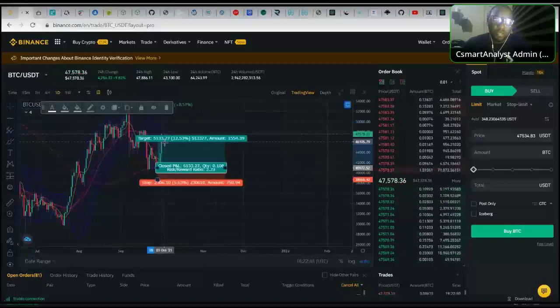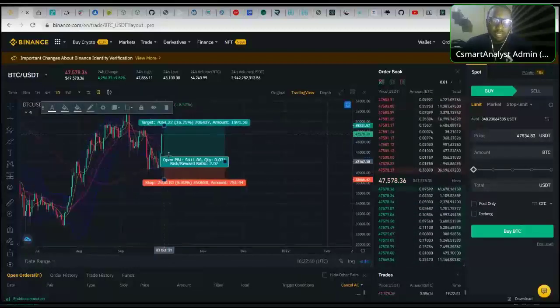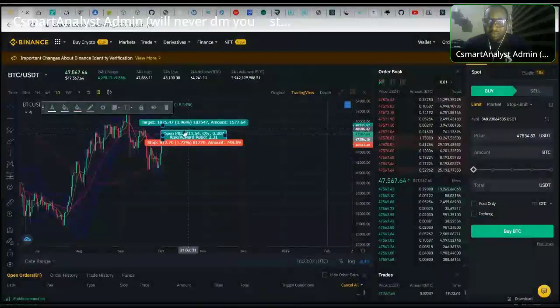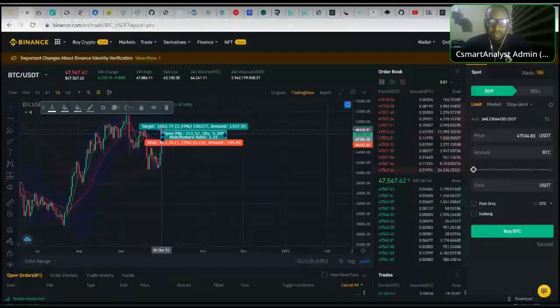Let's say I put the new entry close to the current market price. You see, everything is actually aligned right now. So this is how you get to know. This is your stop loss. This is your entry. This is the current market price. This is the target. Sometimes the target might be just 2% or 3%.